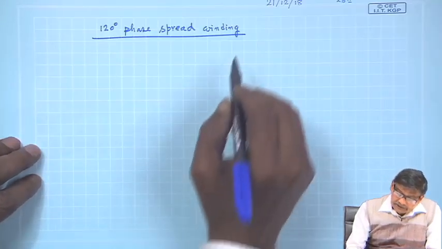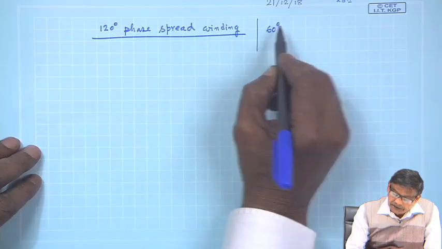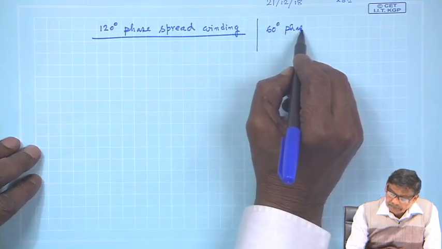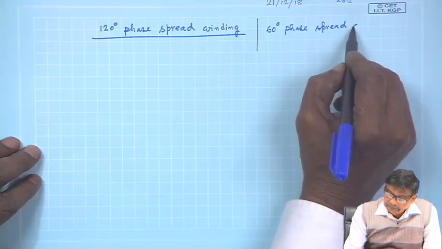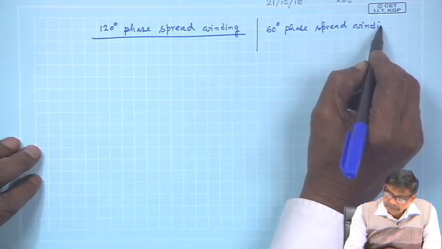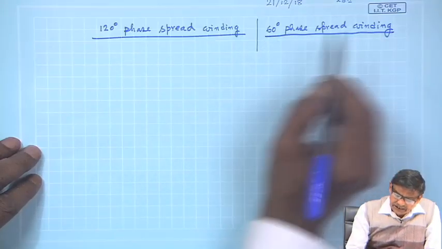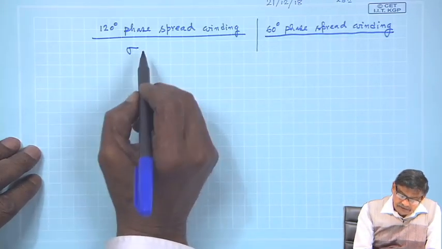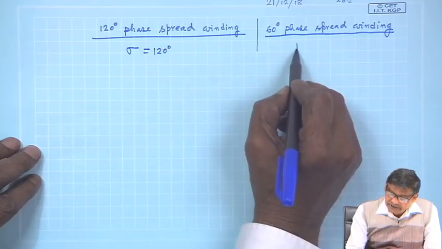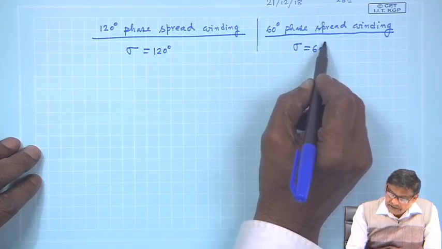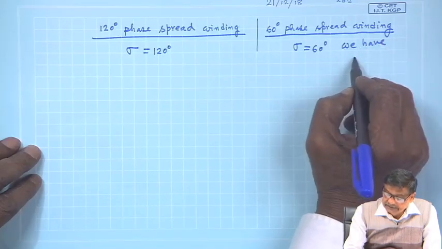See, what is the other thing we have studied? 60 degree phase spread winding. Generally, this phase spread angle is denoted by this letter sigma. Okay, sigma equal to 120 degree. Here it was sigma equal to 60 degree, and this we have done. We have seen this.